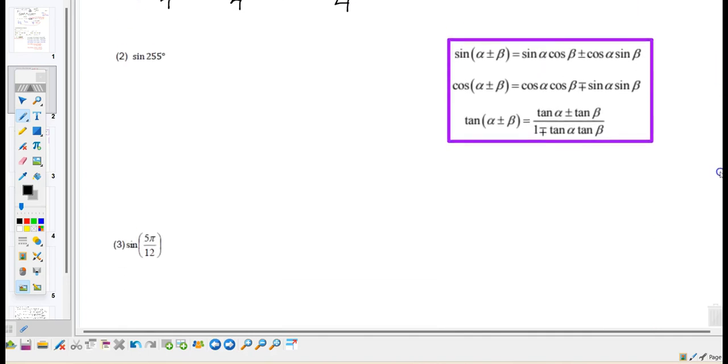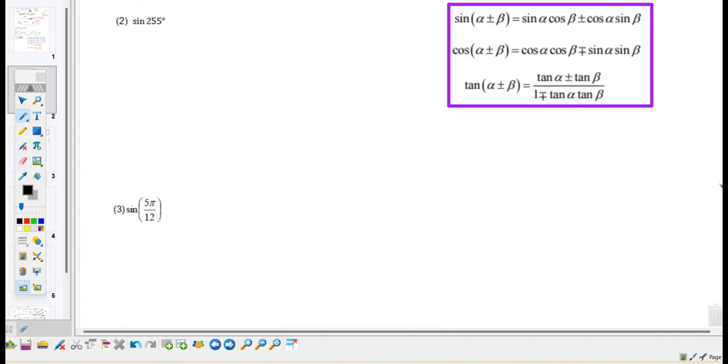Sine of 255. Anytime these degrees end in 5, I know 45, because of our special angles, is the only choice as one of the angles. So I'm going to pick 45, and then let's do some little scrap work over here. Oops, not that angle. 255. And I'm left with 210.